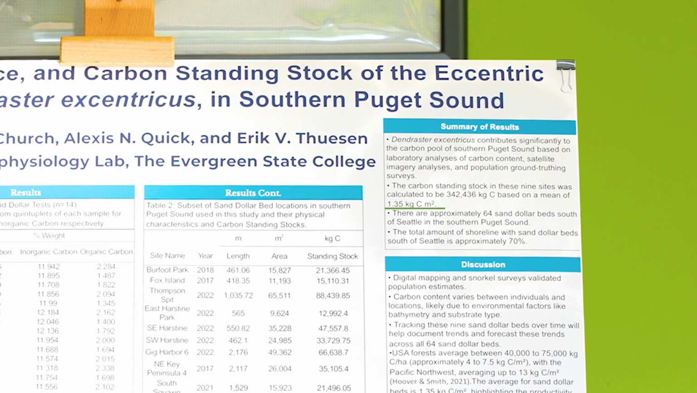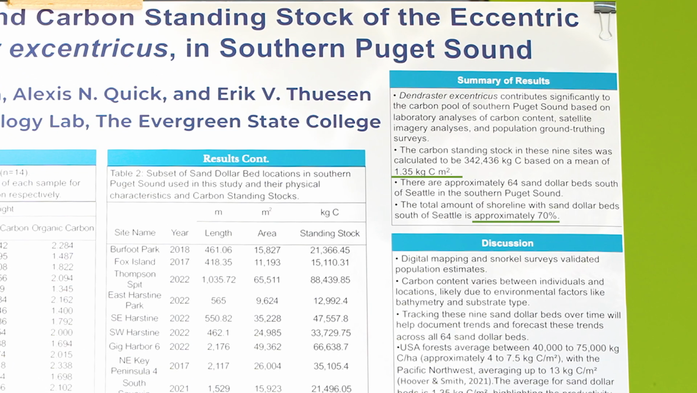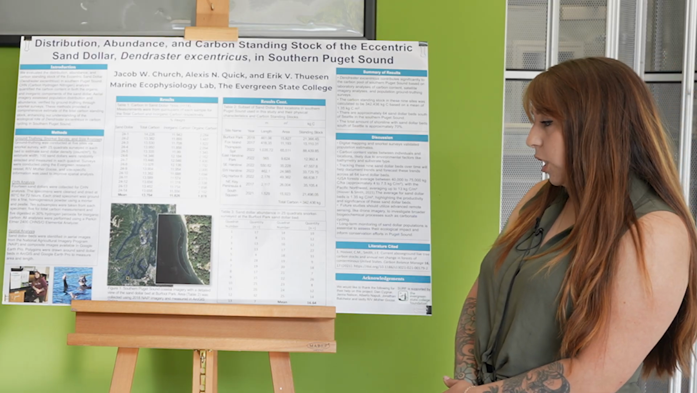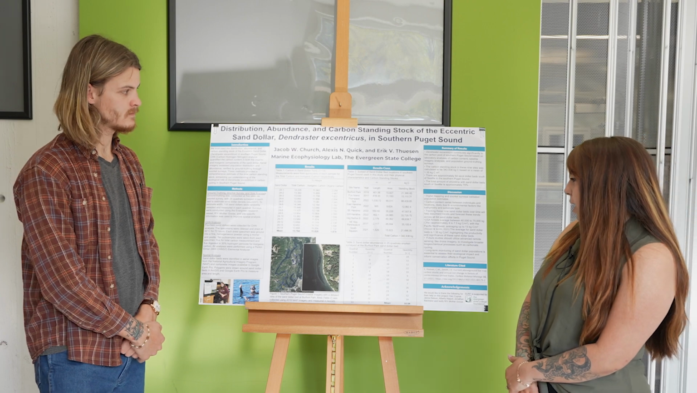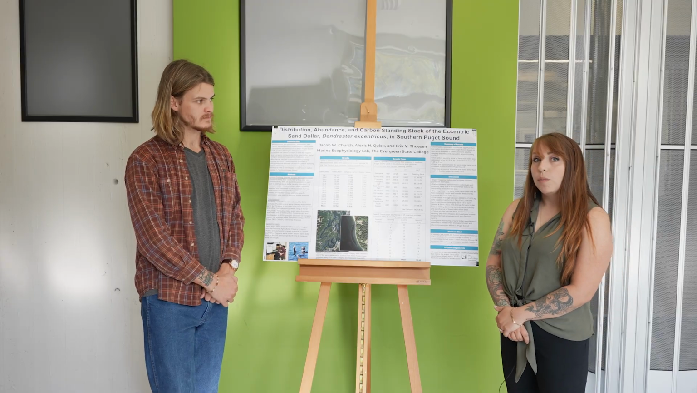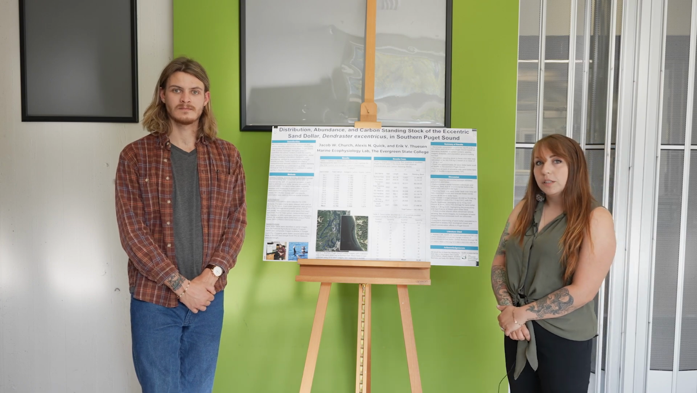Sound. The total amount of shoreline was about 70% of our total coastlines, which is pretty significant. For comparison, the forest average is about 13 kilograms of carbon per square meter as well. We would like to suggest some further study on land use types and their effect on sand dollar beds, and encourage some long-term monitoring for abundances in these populations as well.